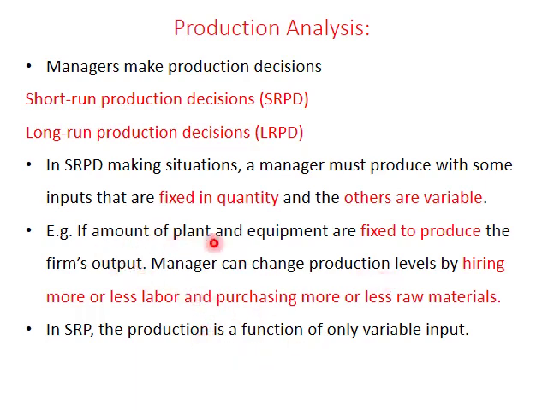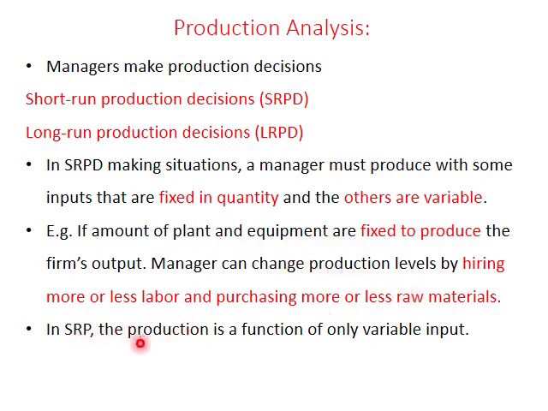For example, if the amount of plant and equipment are fixed to produce the firm's output, managers can change production levels by hiring or by increasing labor and raw materials. Once the plant and the equipment are fixed, the manager can increase the production by changing the variable input.